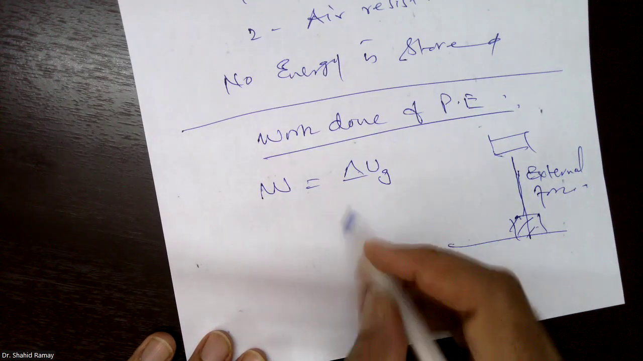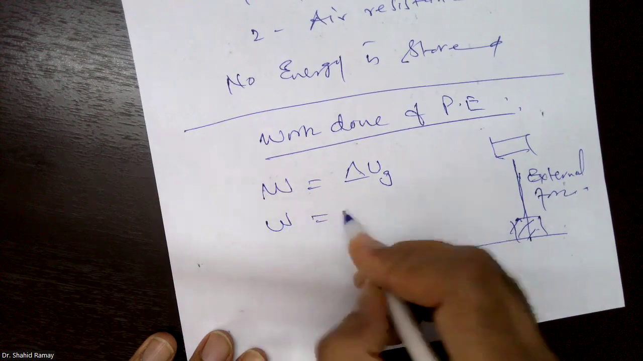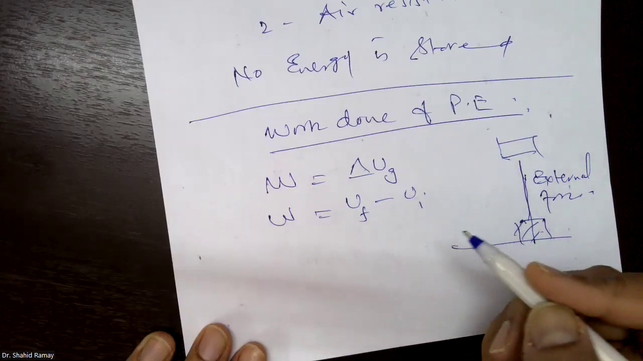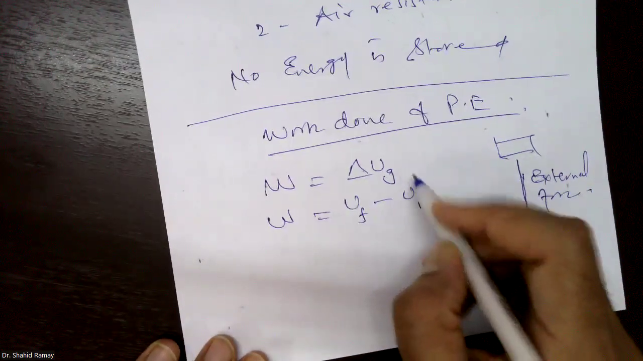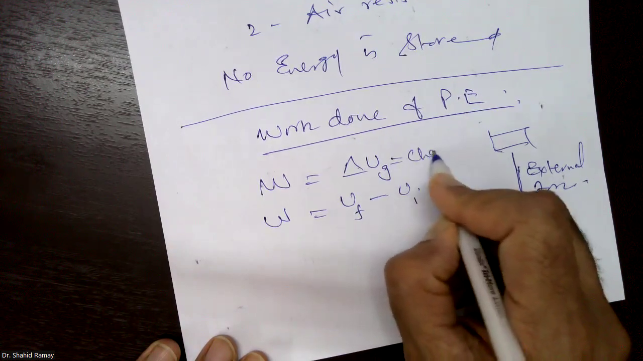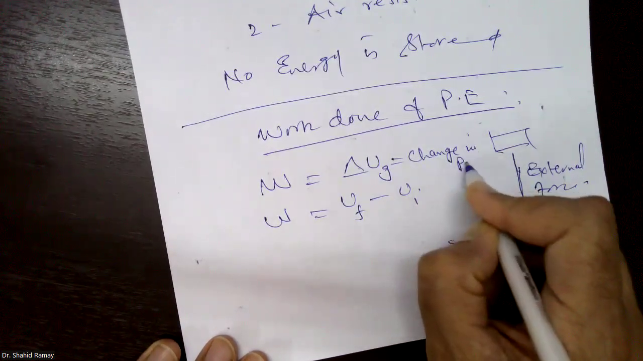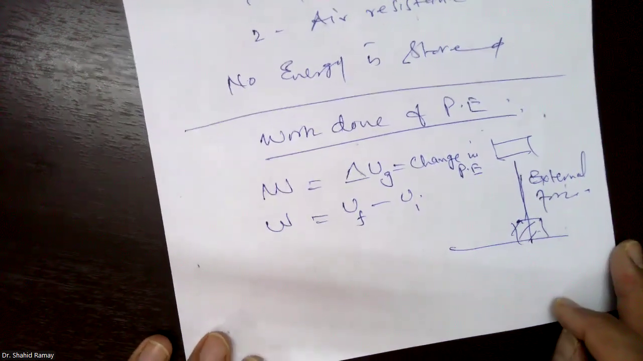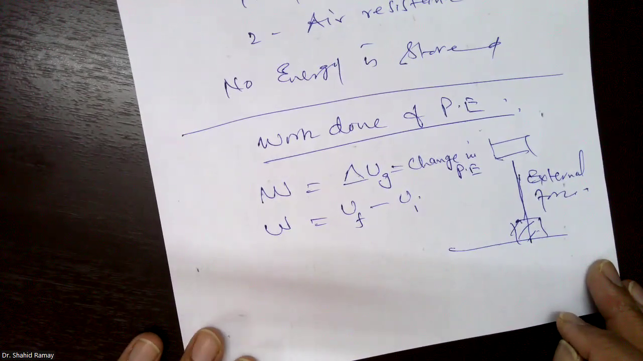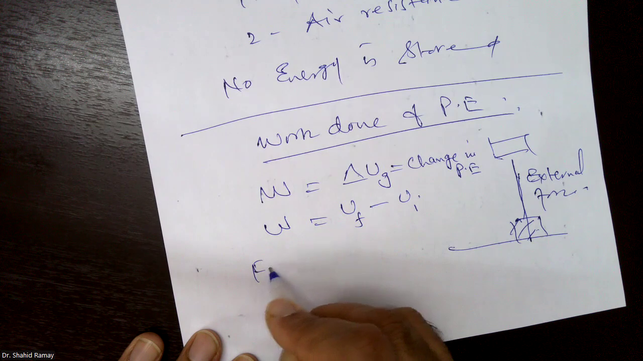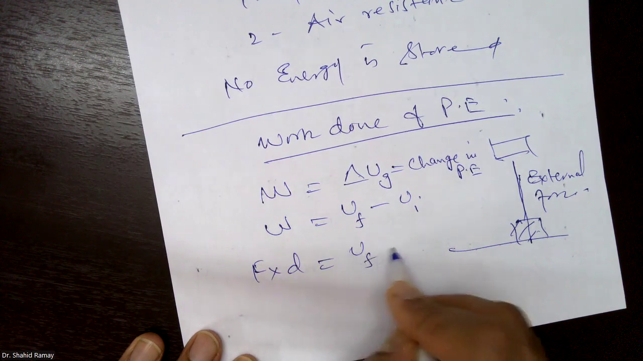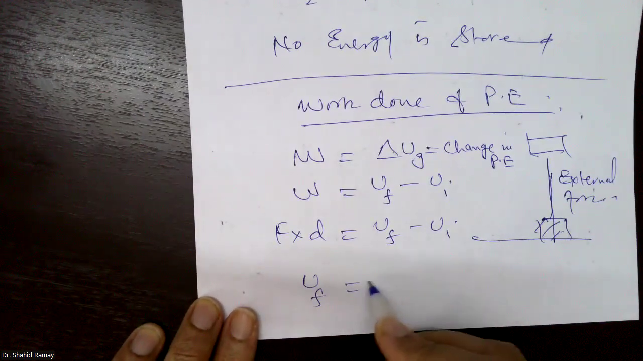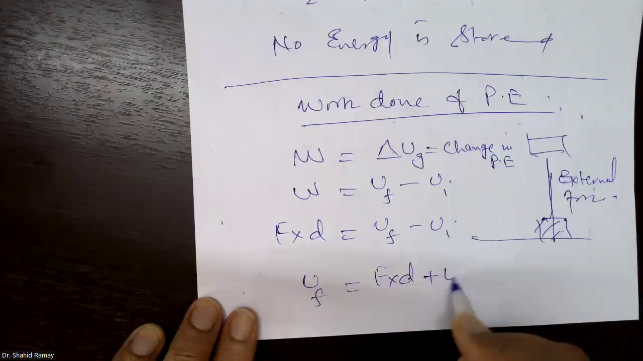So in this equation, delta UG means Uf final minus Ui initial, the change in potential energy. We always measure the change. We cannot measure the potential energy itself; we always measure the change in potential energy. So work done is also F into D, and this is equal to Uf minus Ui. If you want to find the final potential energy, then it will be F into D plus Ui.